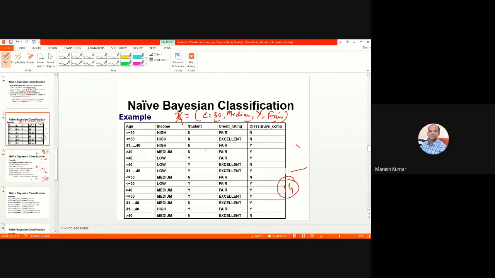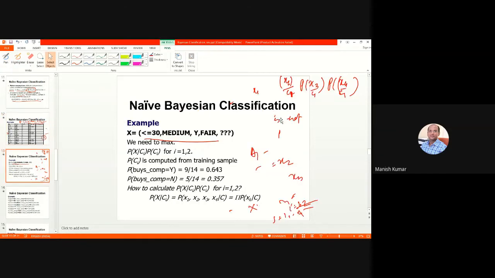But in this case, this particular combination of instance is not present in this data. So that means this is an unknown sample whose class is not known. So I'm just looking for finding out the class.